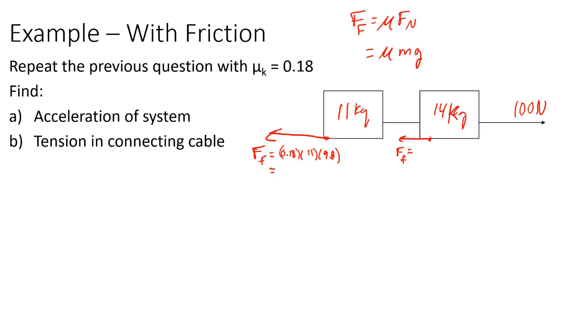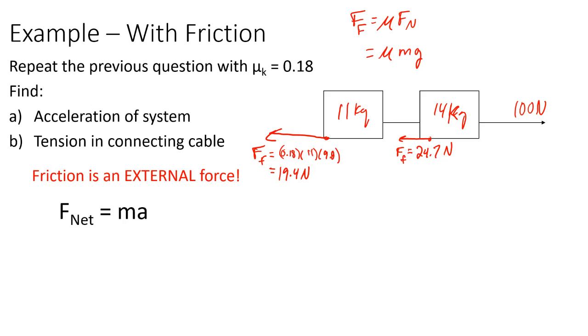If I plug and chug that, I think we get 19.4 newtons. And if I do the same thing for the 14 kilogram mass, that force of friction will be 24.7 newtons. Okay, so for part A of this thing, oh, there's the big red box: friction is an external force.